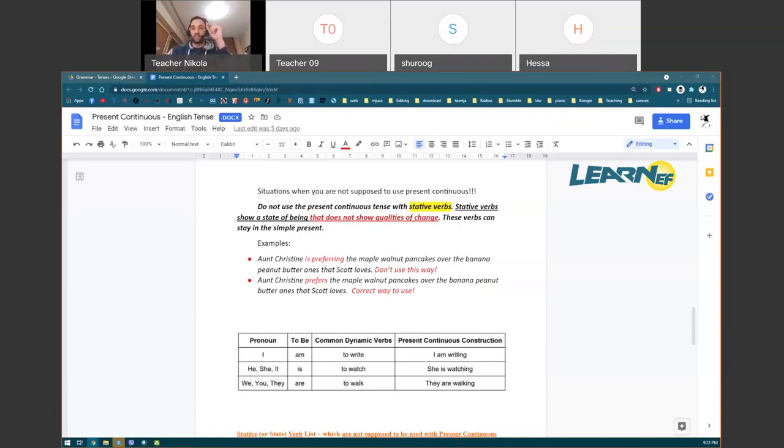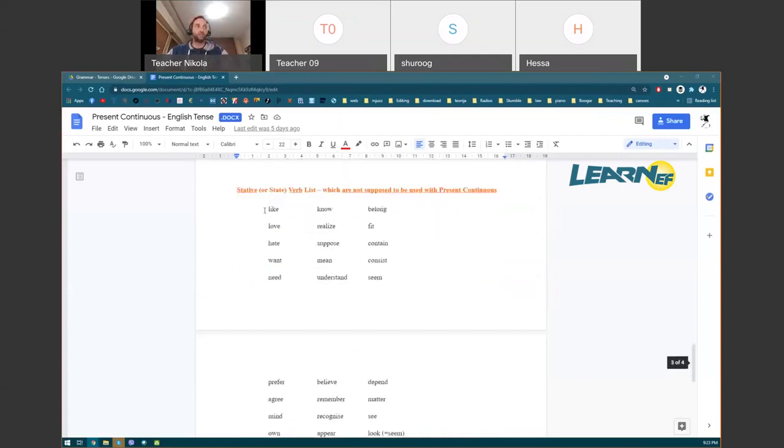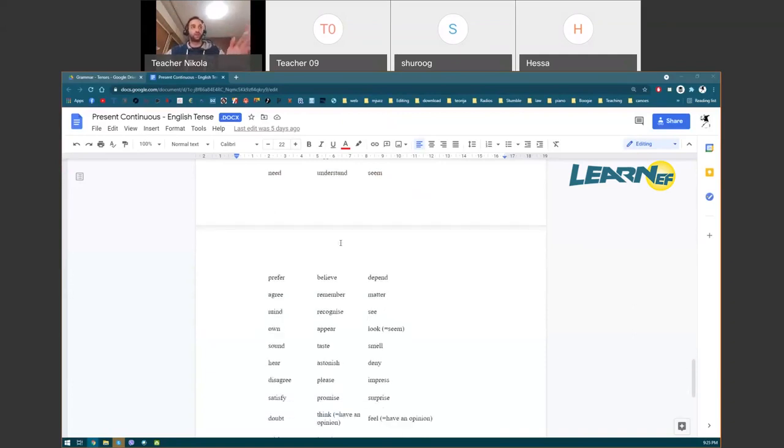Remember, stative verbs are not supposed to be used with present continuous, and that's it, right? And there is a list of stative verbs, like love or know or belong. When something belongs to you, I can say my motorcycle belongs to me. When I own that, I'm not actually doing anything to show that it's mine. Everyone else who knows that it's not theirs, they're not supposed to touch it or ride it or steal it or whatever, right?